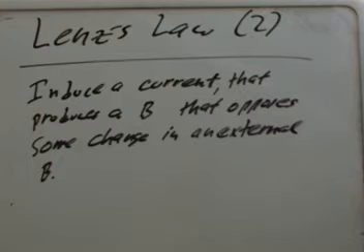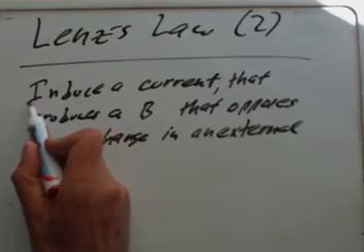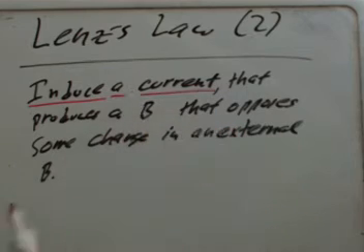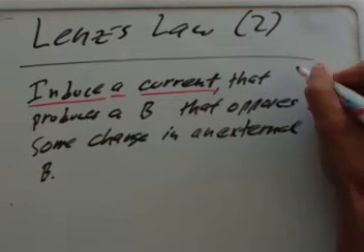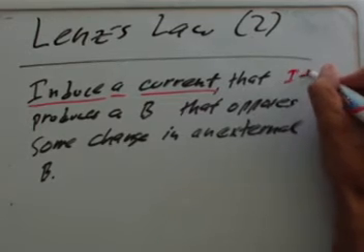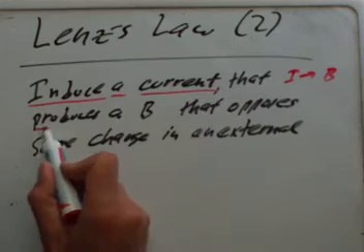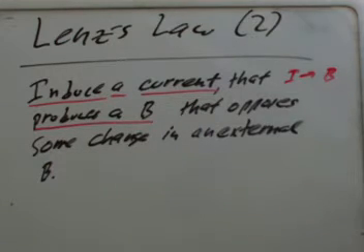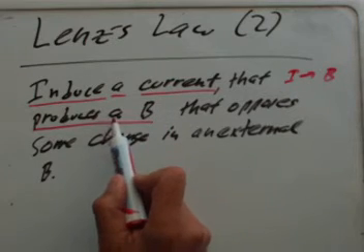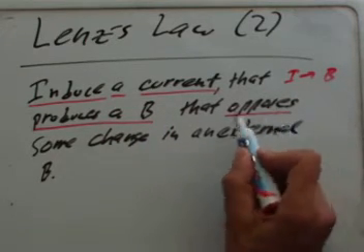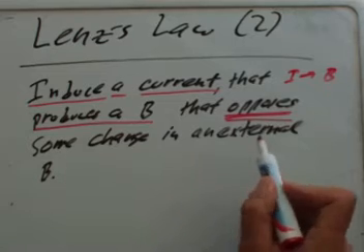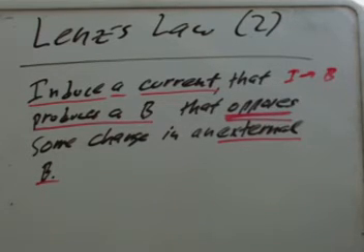So a lot of words in that sentence here. The first thing about Lenz's Law is that it's really about finding the direction of an induced current. And we know from previous work in the class here that currents produce magnetic fields. So if you induce a current, that induced current will produce its own B field. And the clue to getting the direction of that induced current is that the B field the induced current produces will always oppose some change in an external B that you might have going on.